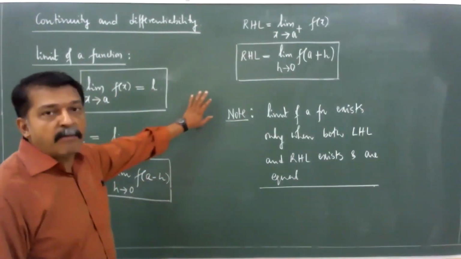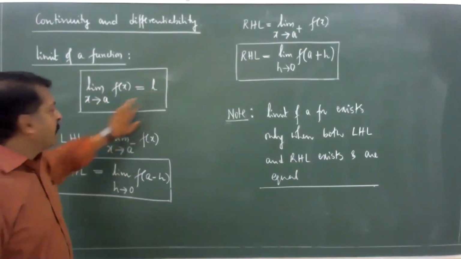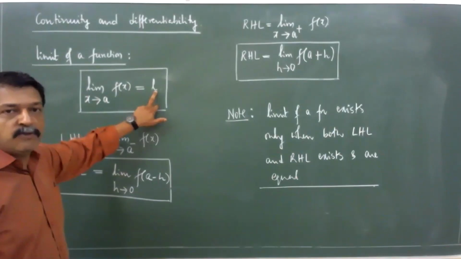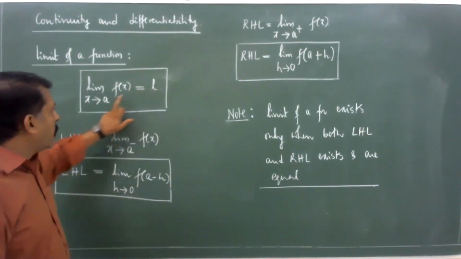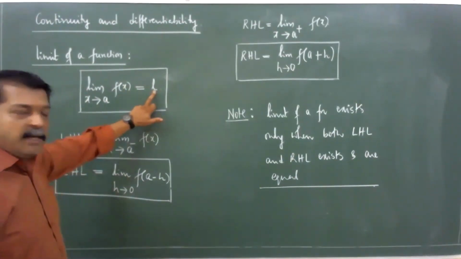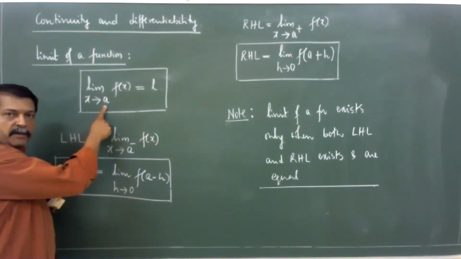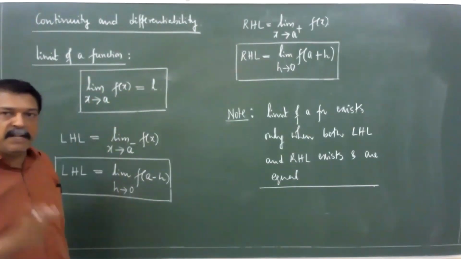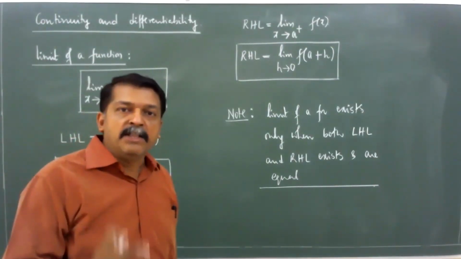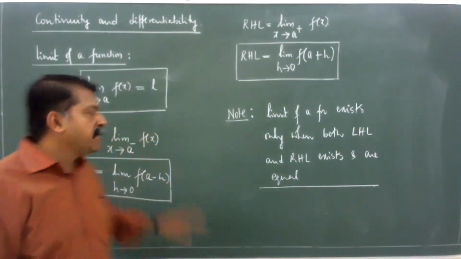What should the students remember? Limit x tends to a, f of x is equal to L means what? Whenever x approaches a, f of x takes values which are close to L, or the value of the function f of x is equal to L in the neighborhood of the point x is equal to a. By finding the limit of the function, what do we understand? We understand the behavior of the function in the neighborhood of a given point.